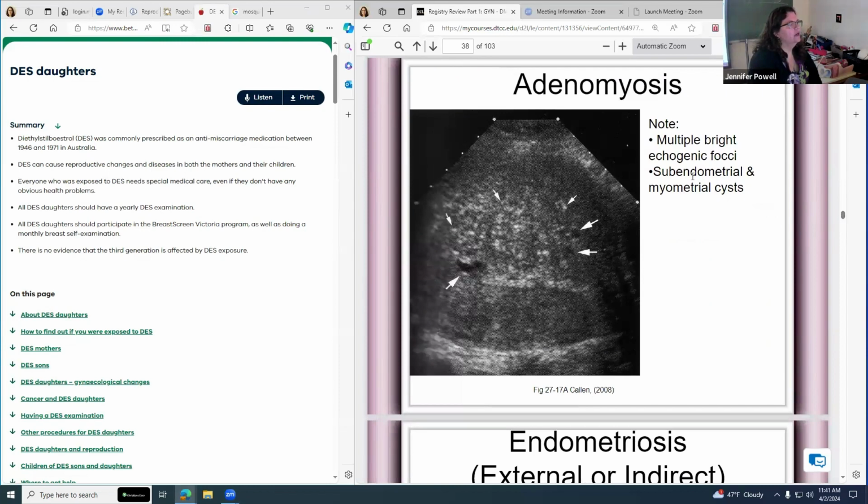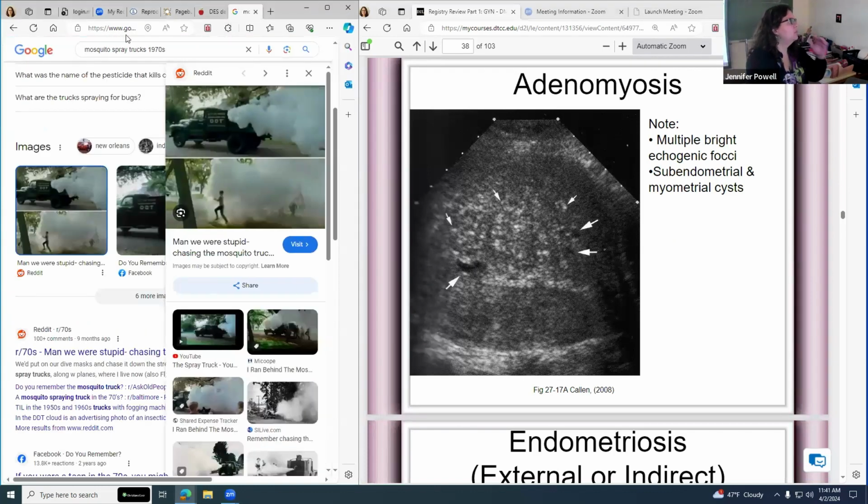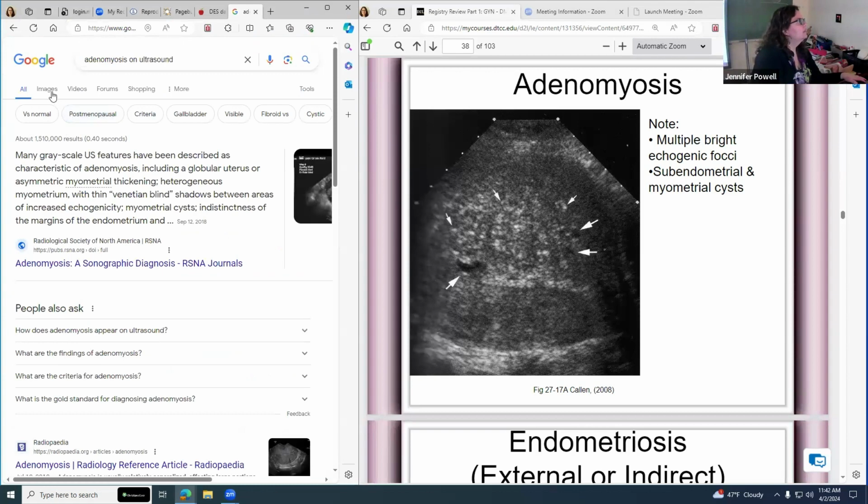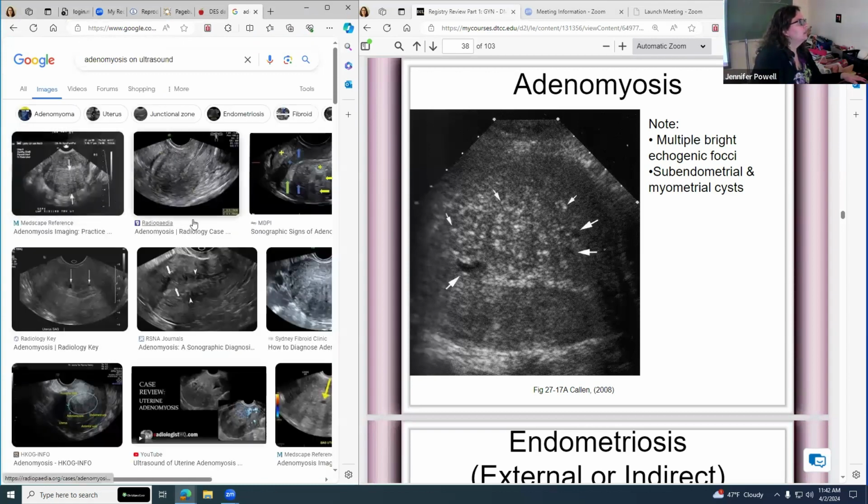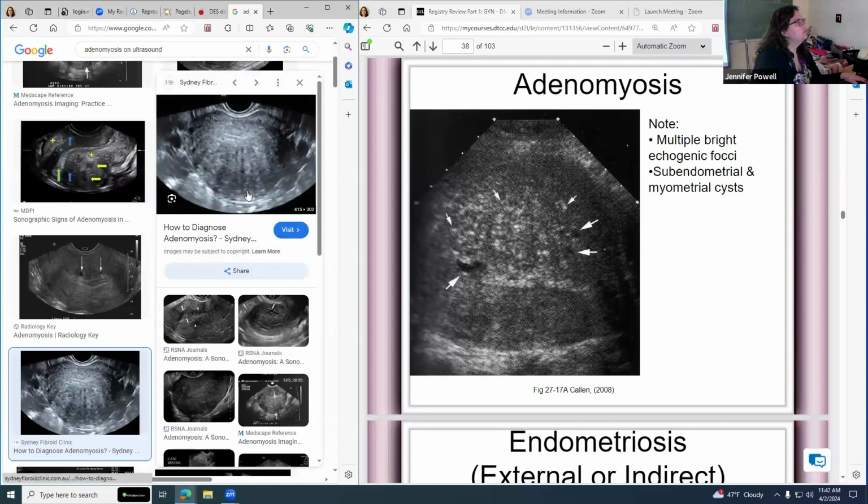So multiple bright echogenic foci. This isn't a typical look, but a typical look would be more like, see how this has those vertical shadowing lines? Like that's a bulky posterior. So that's kind of a typical look for it.